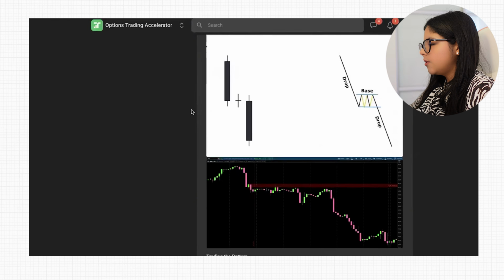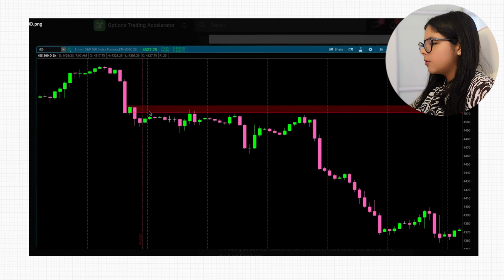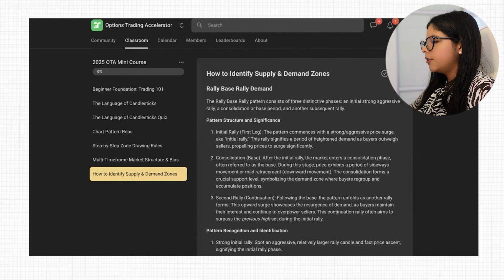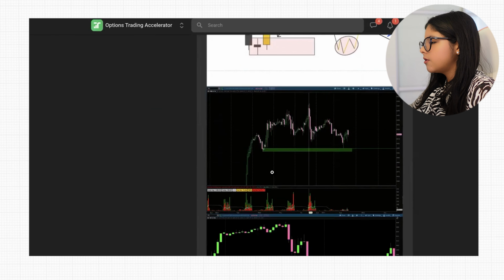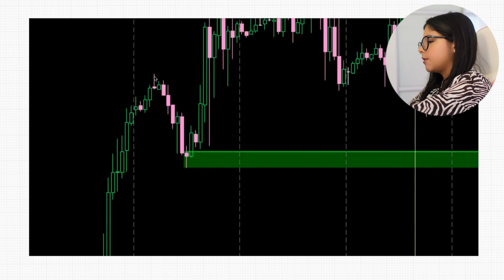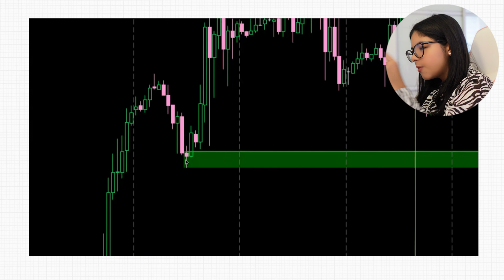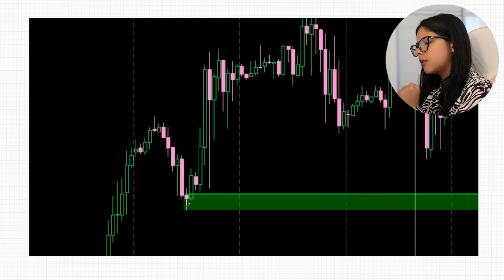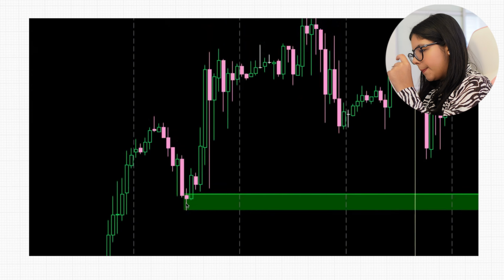For the supply zone, drop-base-drop must be red, green, red, and the rally-base-rally. Those are continuation patterns. For our reversal patterns, what matters more is just the fact that there's a drop, base, rally. Looking at the market structure, drop, very small period of time left here, and then a very strong rally. Like you could tell there's an imbalance here. So then you find your candlestick pattern. Drop, base, rally. So now you've seen exactly how I draw supply and demand zones.